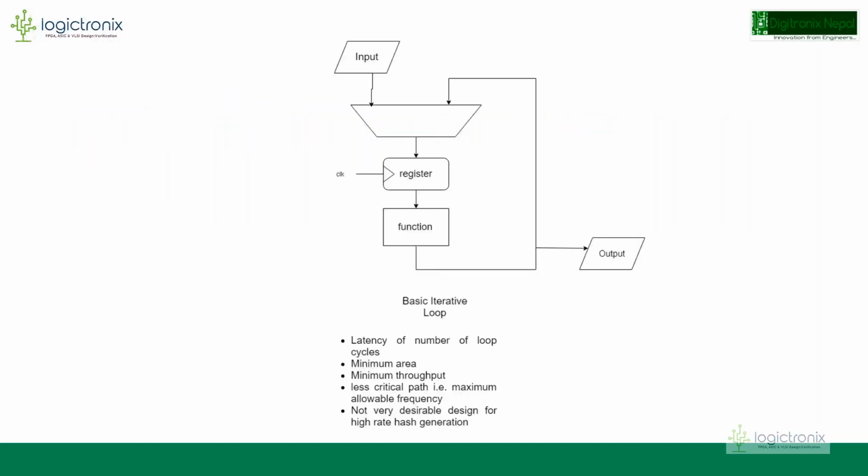Let's get started with some basic things. Let's say you have got a function. We don't care what function it is. This is the basic way of using that function iteratively and getting the output. We have one input, and that input is passed through this register to this function for the first time, and then the output of that function is fed into the function again in every clock cycle.